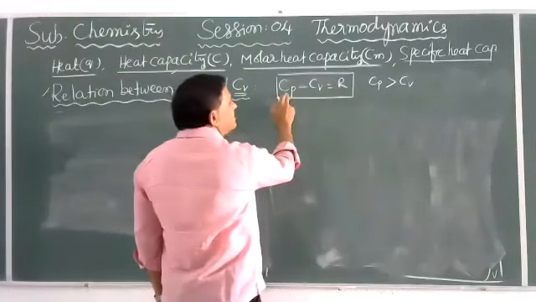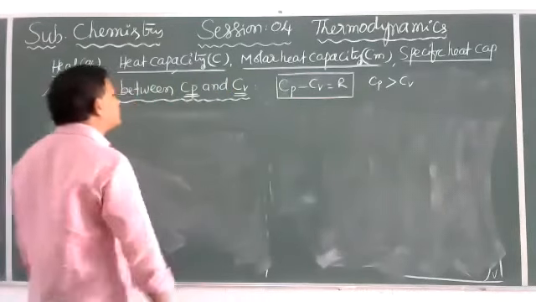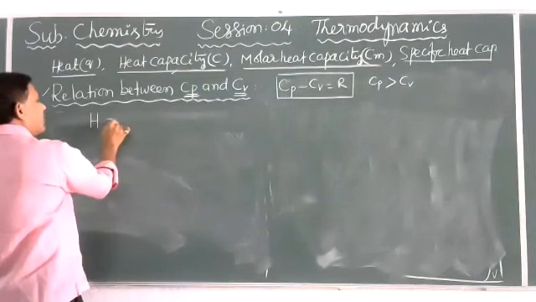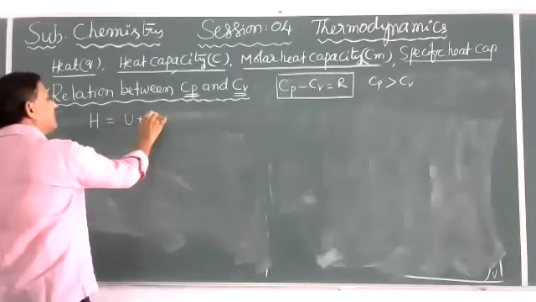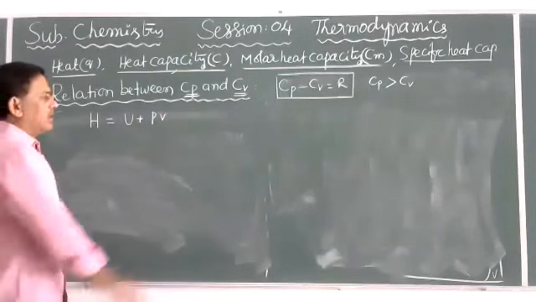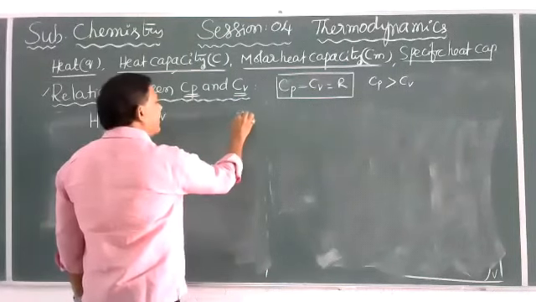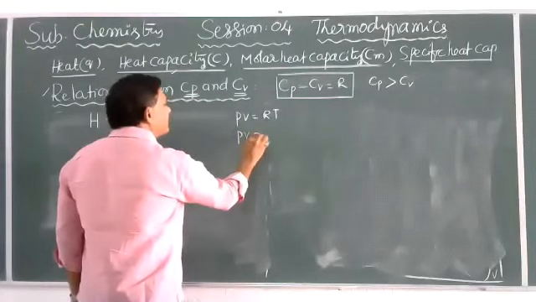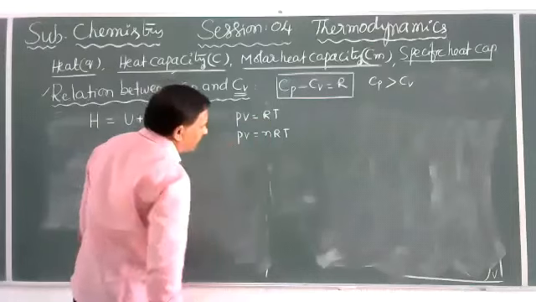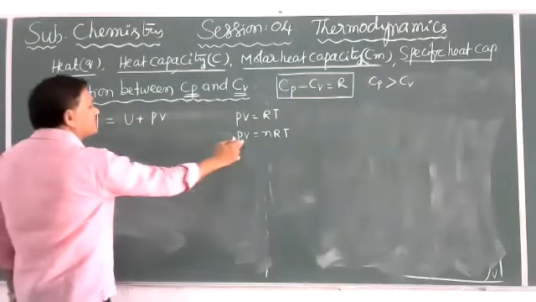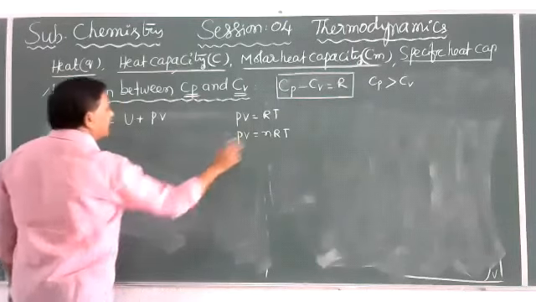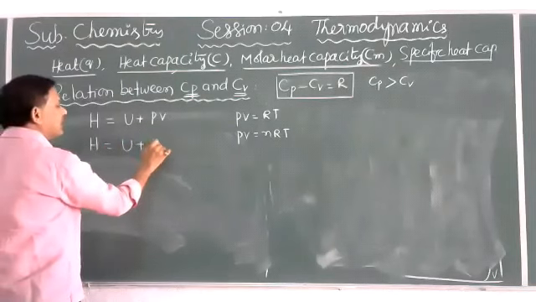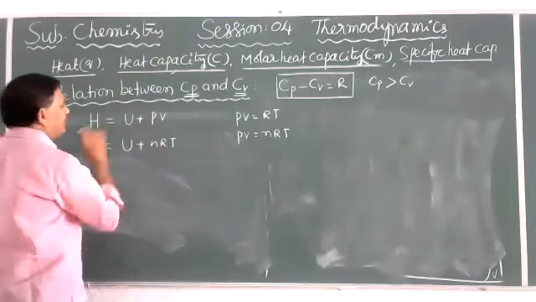Here, to derive this, we want one of the most important simple enthalpy concepts. That is, we know that H is equal to U plus PV. By using this, we can write for ideal gas equation PV is equal to RT for 1 mole, PV is equal to nRT for n moles. So instead of PV, here we can write nRT. That's why here H is equal to U plus nRT.